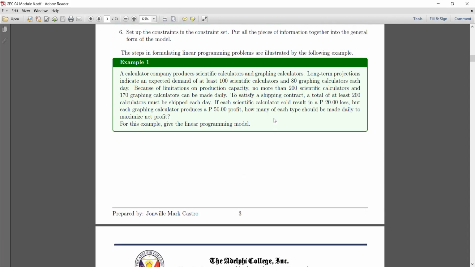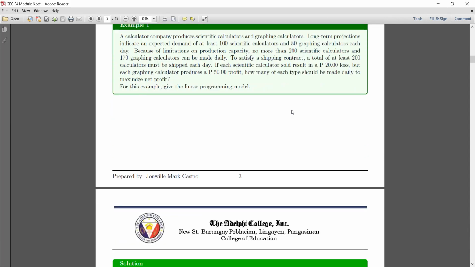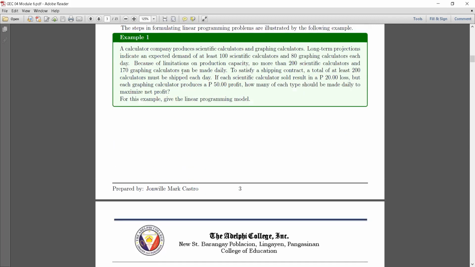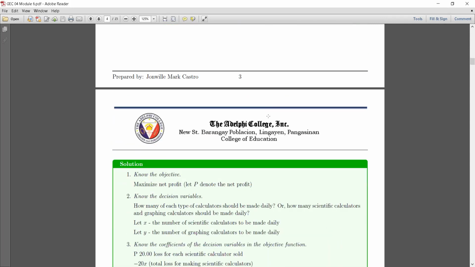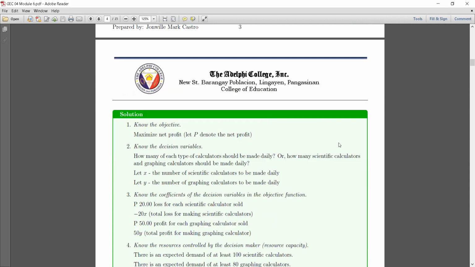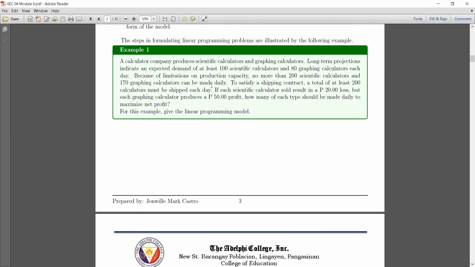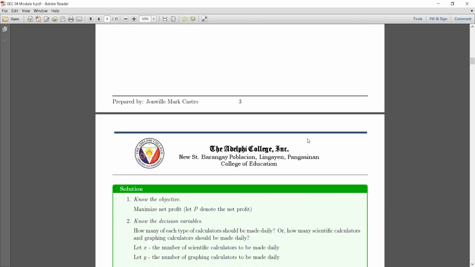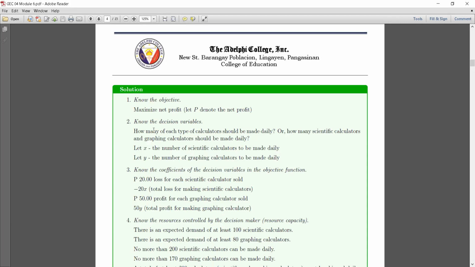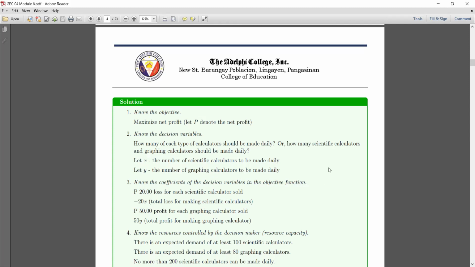So ano yung mga kailangan natin? So first, yung objective function natin. Ano yung gusto natin gawin dito? So gusto natin i-maximize yung profit natin. So ano ngayon yung mga decision variables natin? Okay? So, gaano karami yung kailangan natin i-produce na calculators. So, let lang natin na X yung number of scientific calculators, tapos yung Y yung number of graphing calculators.